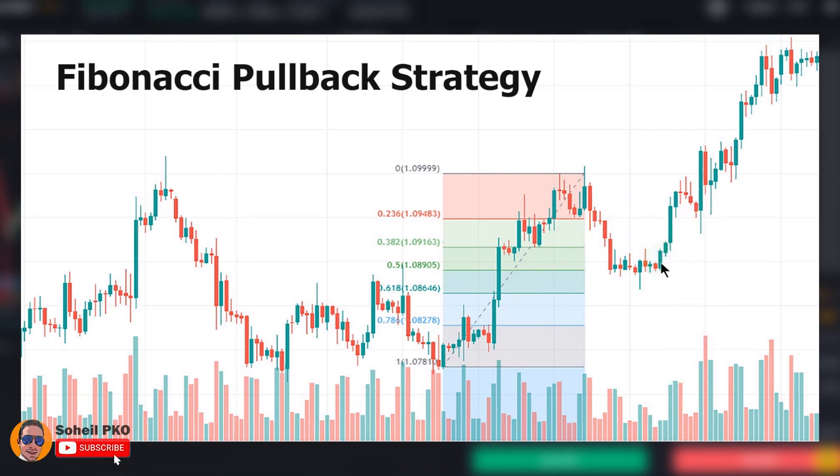If you're not familiar with Fibonacci retracements, I have a video on this and I recommend you to watch it later to learn how to use this amazing tool for trading.